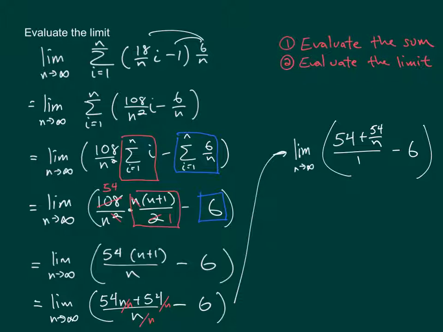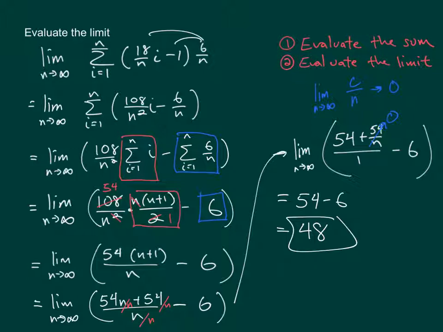And then recall we had this rule, I'm going to put it right above in blue here, that the limit as n approaches infinity of anything over n to any power goes to 0. So that means this part goes to 0. And again, the limit of a constant is just a constant. So this limit turns into 54 minus 6, which is equal to 48.